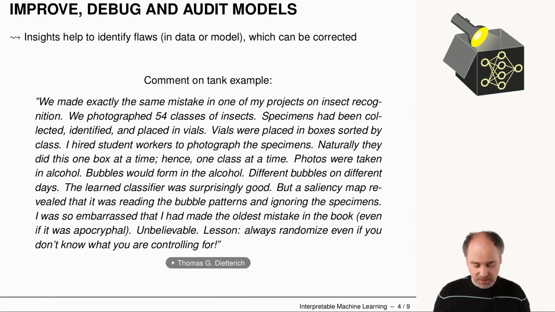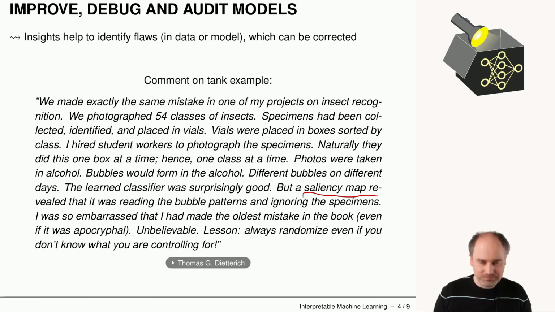The learned classifier was surprisingly good, but the saliency map revealed, so saliency map, that would be something like an interpretable machine learning technique, revealed that it was reading the bubble patterns and ignoring the specimens. I was so embarrassed that I had made the oldest mistake in the book. Unbelievable lesson. Always randomize, even if you don't know what you're controlling for.